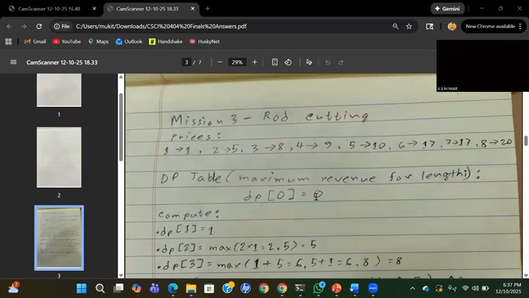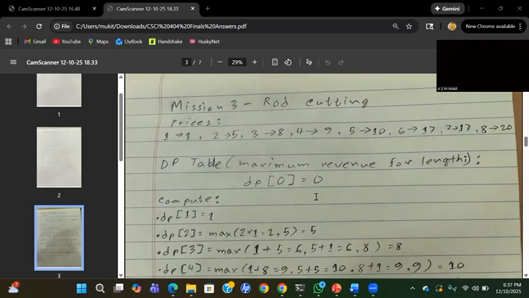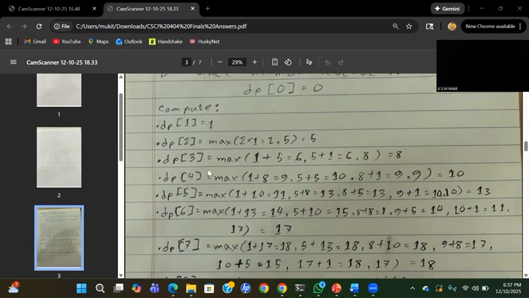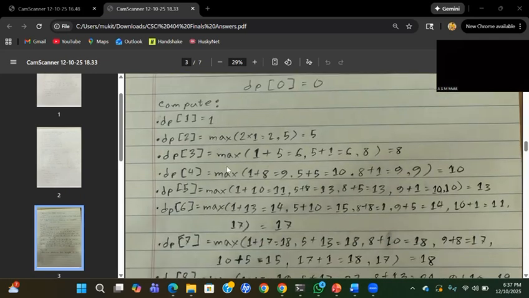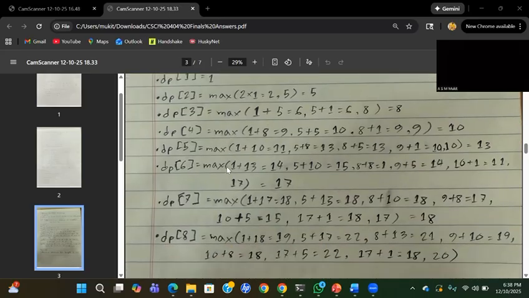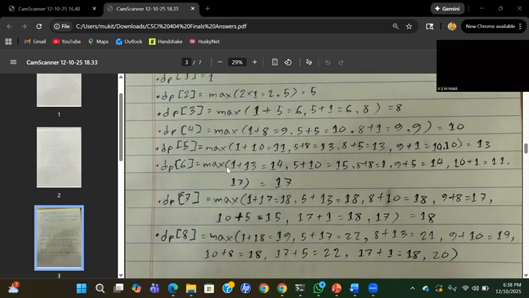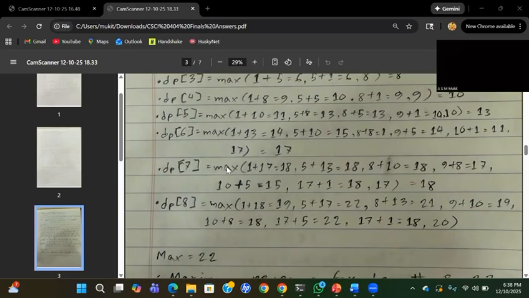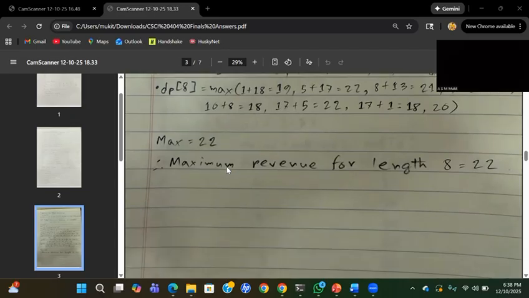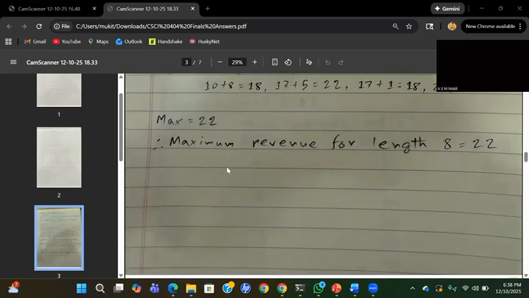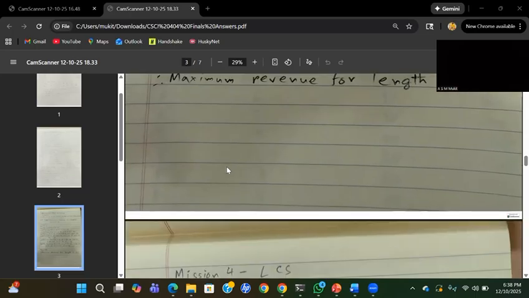Next, mission 3, rod cutting. For mission 3, I filled the dynamic programming table for rod cutting using the prices for lengths 1 to 8. My results were: DP1 is 1, DP2 is 5, DP3 is 8, DP4 is 10, DP5 is 13, DP6 is 11, DP7 is 18, DP8 is 22. So the maximum revenue for a rod of length 8 is 22.